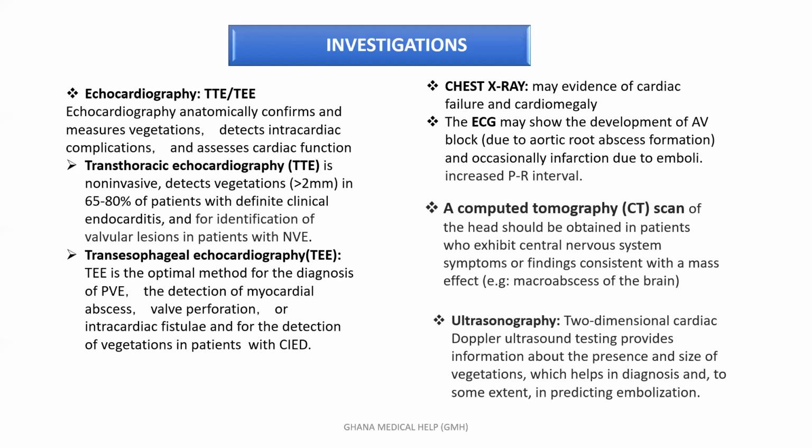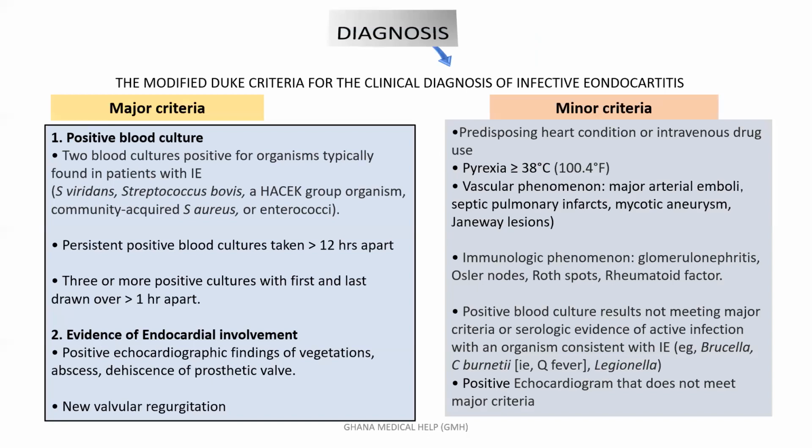Chest X-ray must be done. It also shows evidence of cardiac failure and cardiomegaly. ECG may show development of AV block. CT scan of the head is to be obtained in patients who exhibit central nervous system symptoms or findings consistent with a mass effect, that is, the micro abscess of the brain. Ultrasonography, two-dimensional cardiac Doppler ultrasound testing, provides information about the presence and size of vegetations, which helps in diagnosis and, to some extent, in predicting embolization. Let's move to the diagnosis of infective endocarditis.